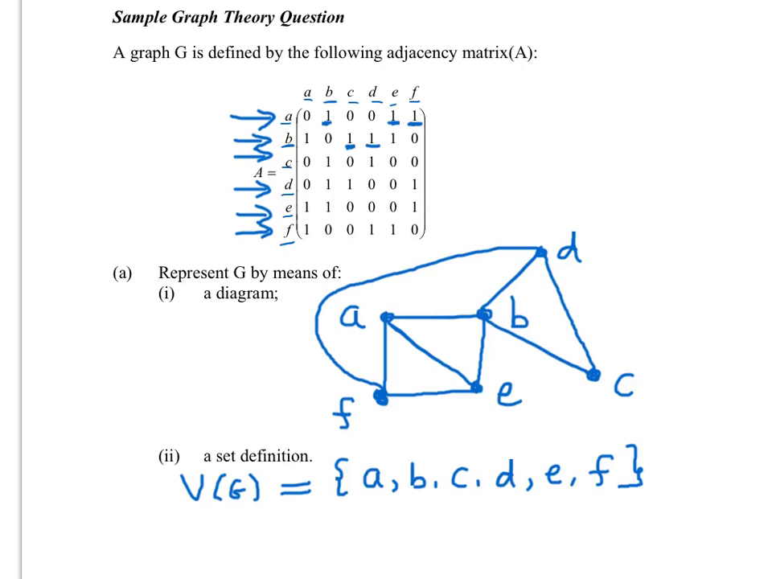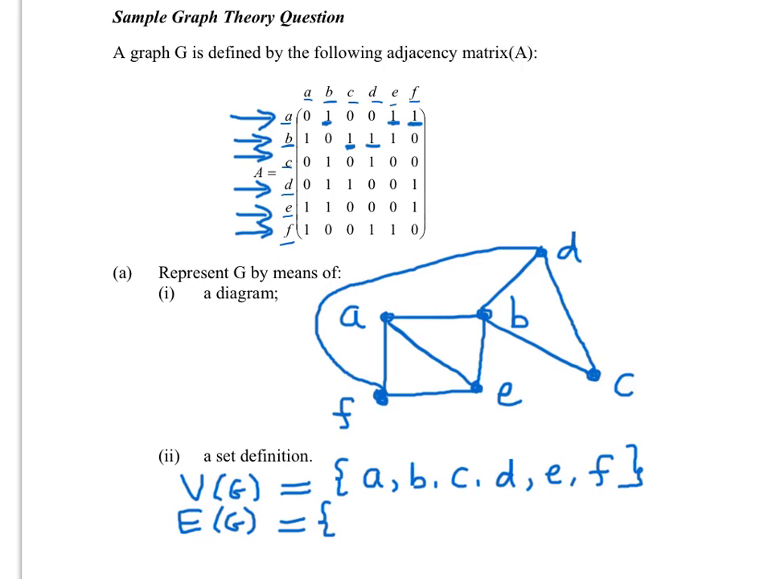The second set we need for this definition is the edge set. So capital E of G, the edge set of G. And that's equal to, so again, open a bracket. And in here, we list all the edges.